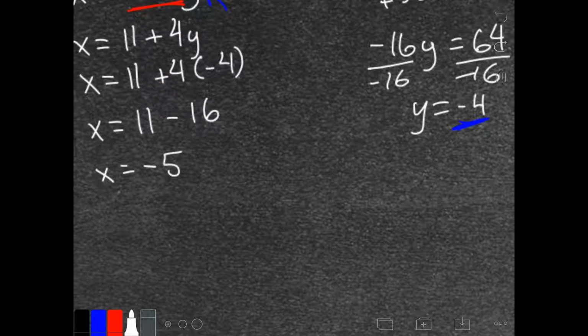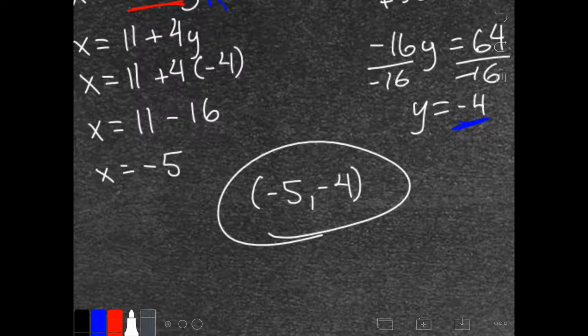I have an x value, I have a y value. Let's go ahead and write our answer, x before y, -5, -4. Circle your answer. If you want to do a check, go ahead and plug both variables into both equations. Check to see if you get a true statement after simplifying. And if you do, your answer is good to go.